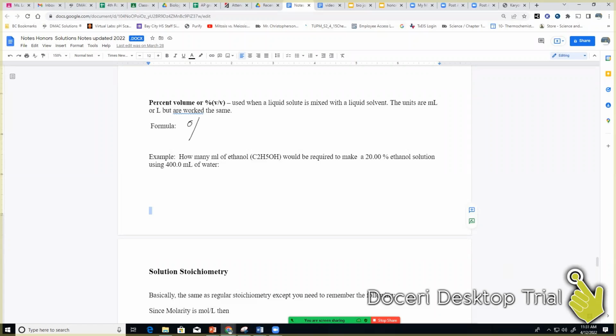So my formula is percent volume is going to be, once again, my part is going to be the volume of my solute, and then the volume of my total solution on the bottom. And multiplying by 100 since we want it in percent.